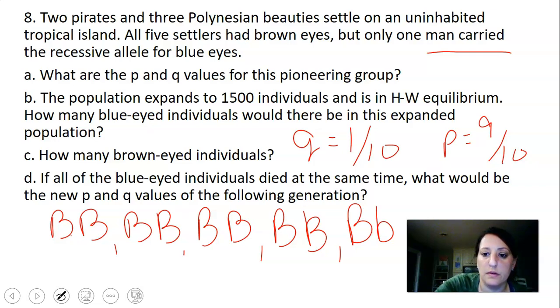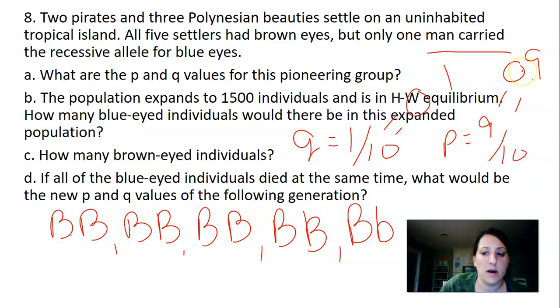So Q equals 0.1, and P equals 0.9. There's our first answer. For A, what are the P and Q values for this pioneering group? Our value for P, the frequency of the dominant allele, is 0.9, and the frequency of Q is 0.1. Or we could say, out of those alleles, 90% of them are dominant and 10% are recessive. Either way.